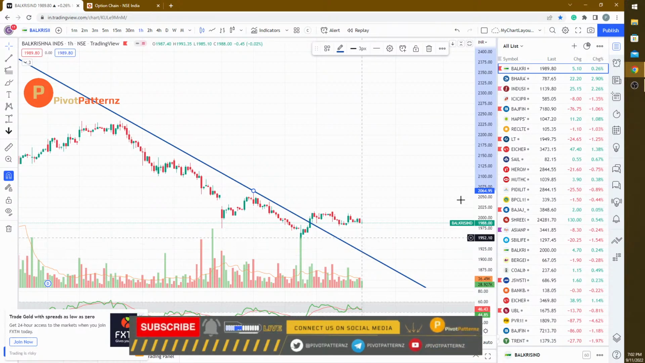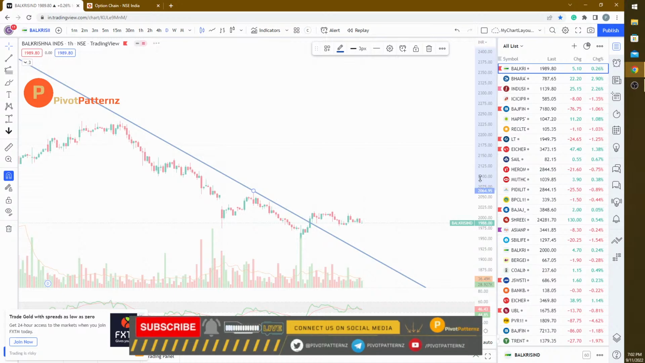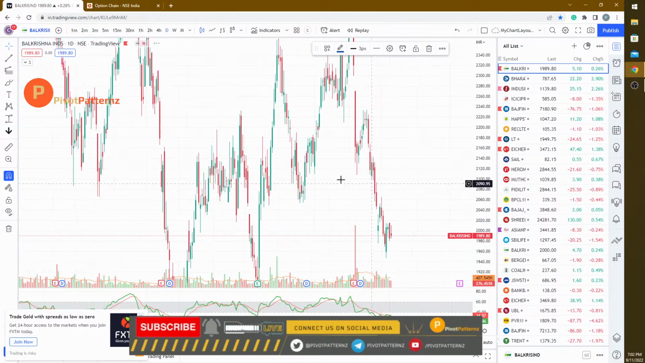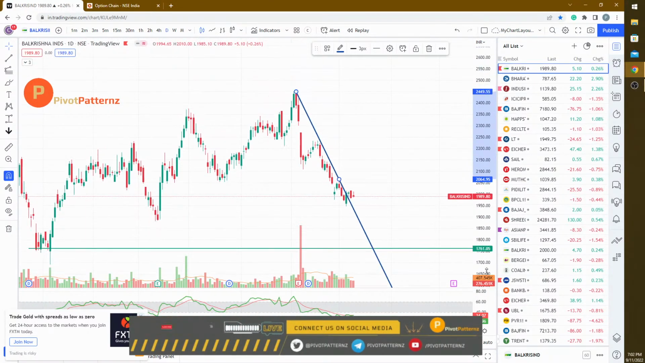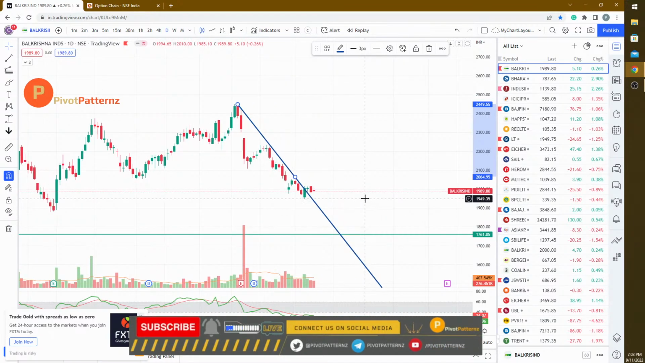Rahul says SL. Okay, let's see. If you have taken it on the daily, right? You see daily, if you have taken, so this would be your SL. If you are making this swing low, then you should exit.